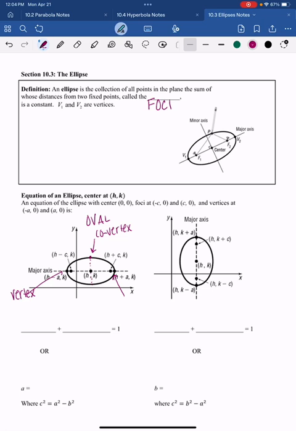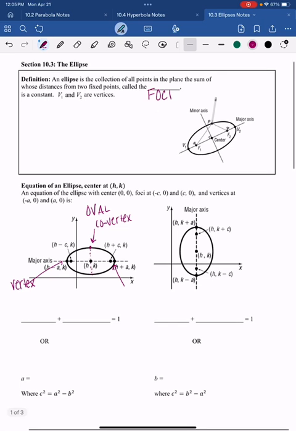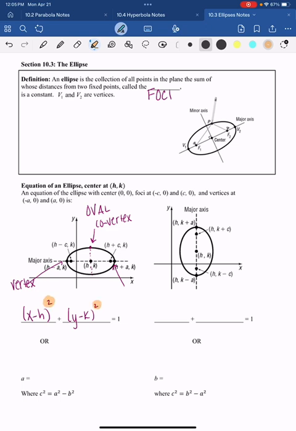The center is (h, k). And so the equation for this ellipse is going to be (x minus h), hopefully you recognize the x and the h, squared, plus (y minus k) squared. So notice now we have two squared variables, similar to a circle. But what's different is that I don't have a radius. I have two different radii. We're going to have a squared and b squared.